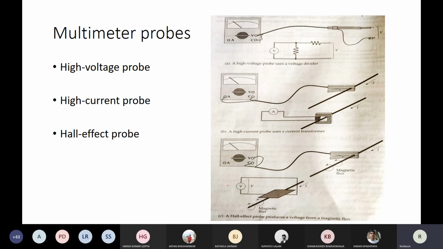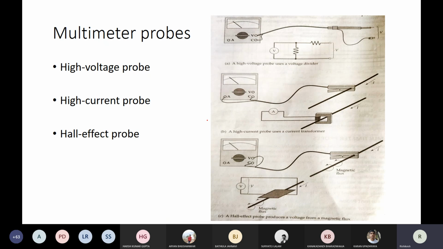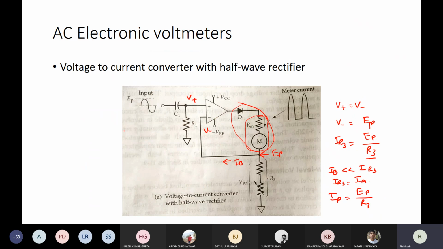Right, now we have other approaches also for current measurement. But till now we were discussing voltage measurement and current measurement, AC and DC.